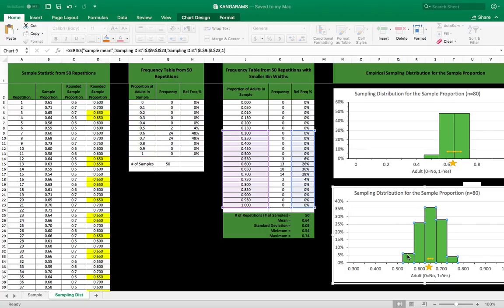But when we look at this histogram down here, it doesn't really look like there are any outliers, as it's a nearly normal distribution. Obviously, there's a little bit of variation between these bins, but the spread looks pretty normal.